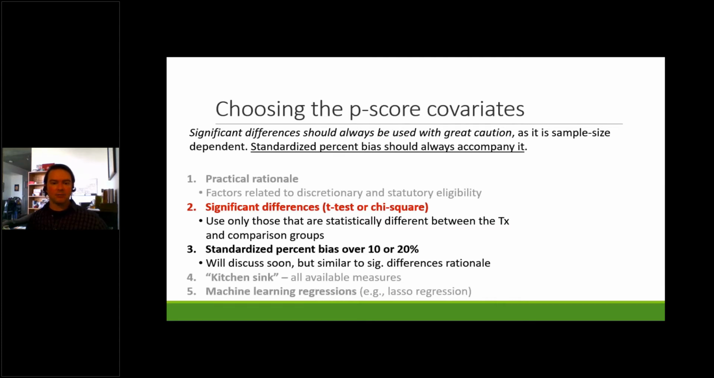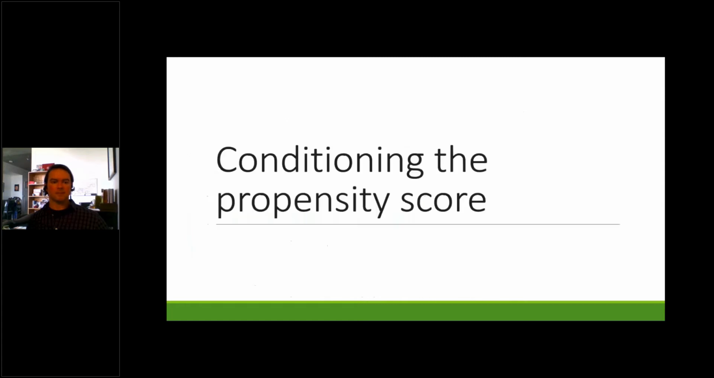That being said, regardless of how much you know, significant differences should always be used with great caution. So these t-tests, the chi-squares, any type of Neyman-Pearson approach to null hypothesis testing, which we'll talk about in a little bit, should be used with great caution because these are largely sample size dependent, and the standardized percent bias should always accompany this particular method.